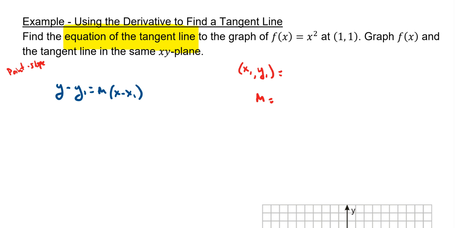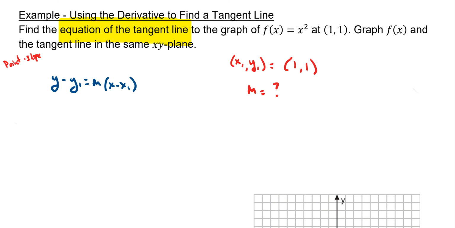and you need the slope of the line, which is m. So we're actually told that the graph we're using is f of x equals x squared, and the point is 1, 1. So we already know x1 is 1, y1 is also 1. If you were not given y1, you might just be given x. You would have to find the y coordinate by plugging in the x coordinate into the function. So we already have x1, we have y1. The question is, what the heck is m?